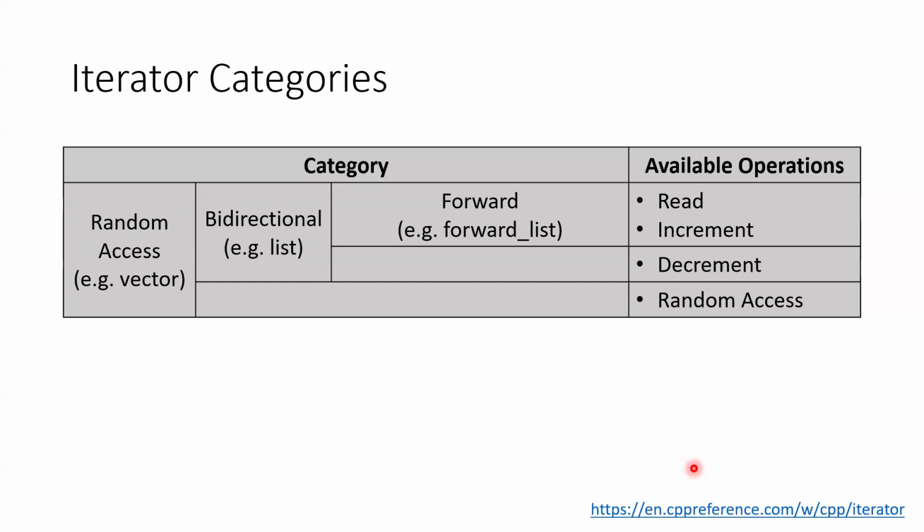So the iterator is then divided into 3 categories. The first one is random access, like vector. It can do dereferencing, plus plus, minus minus, plus 5. Bidirectional, like list, cannot do plus 5. A forward iterator, like a forward list, is only able to do dereferencing and plus plus.